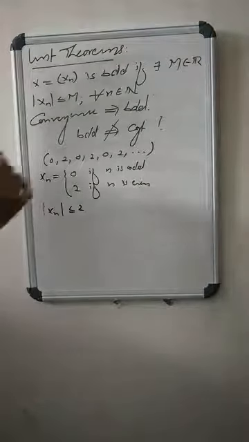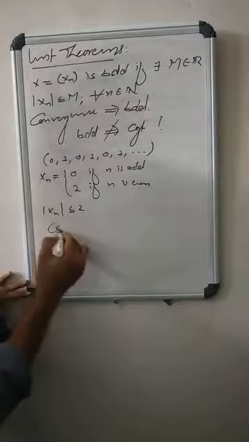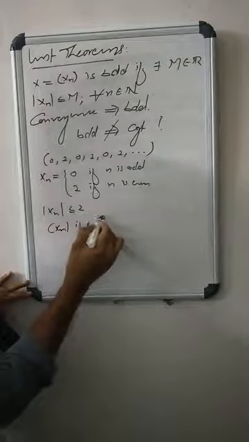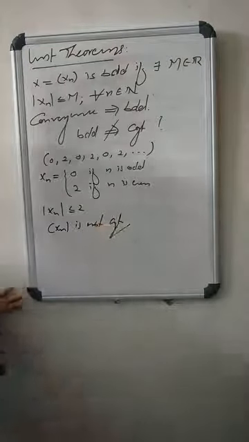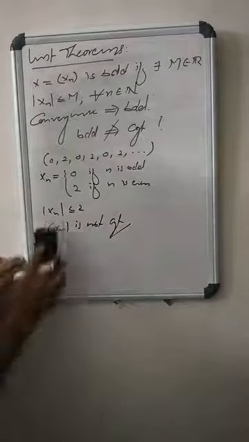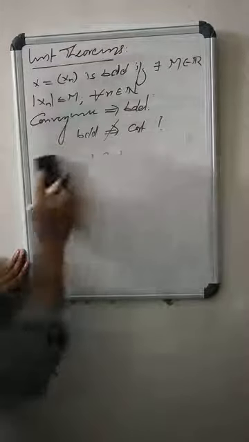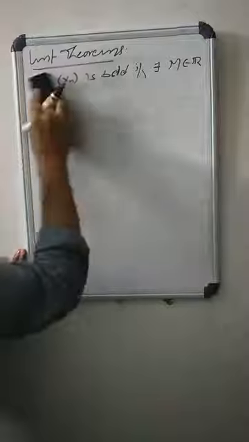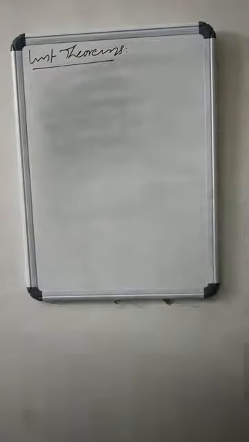A convergent sequence is always bounded, but a bounded sequence need not be convergent. The reverse inclusion need not be true. Agreed? Okay. Now, consider another result. Let x equals xn.